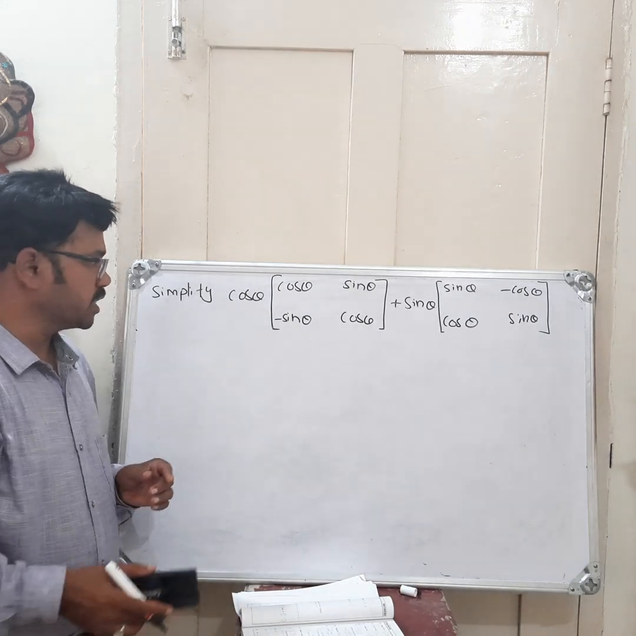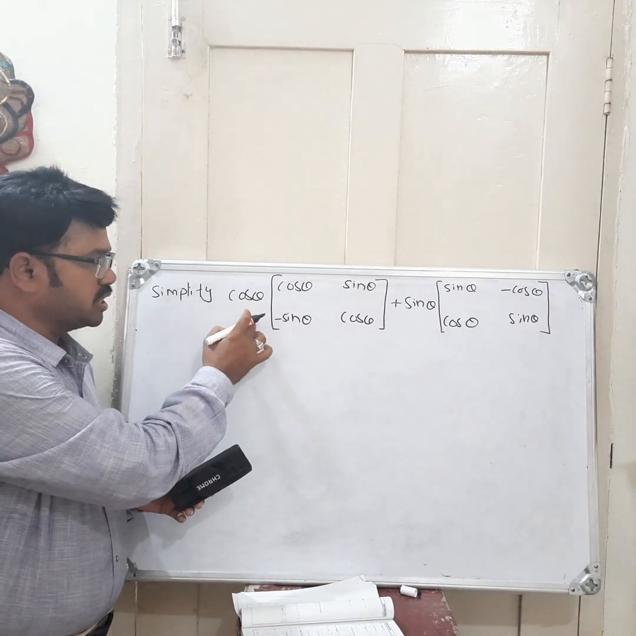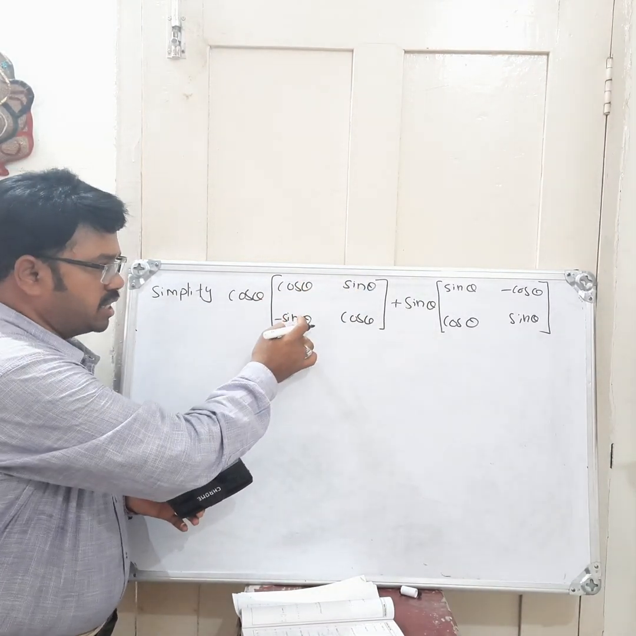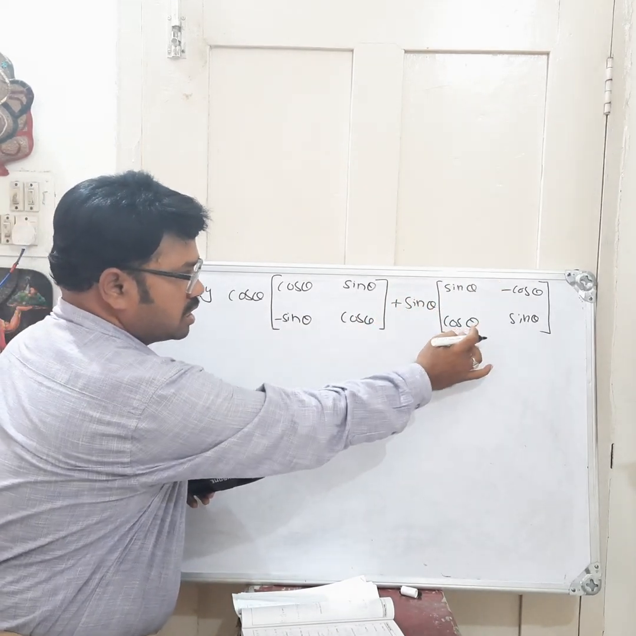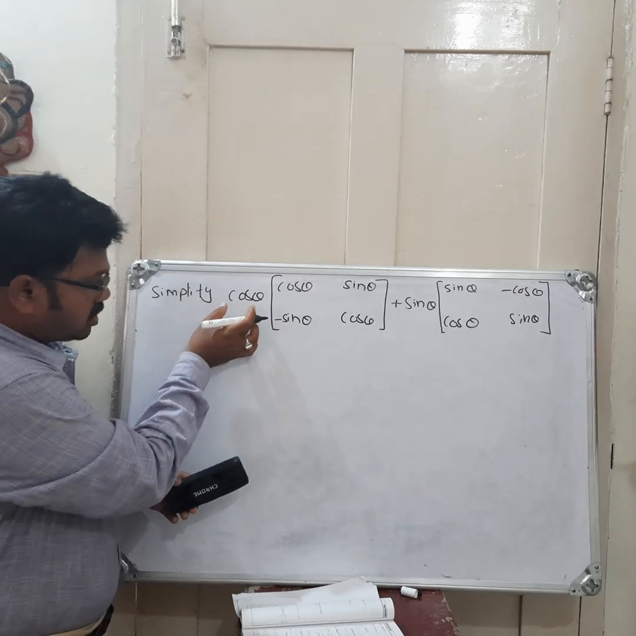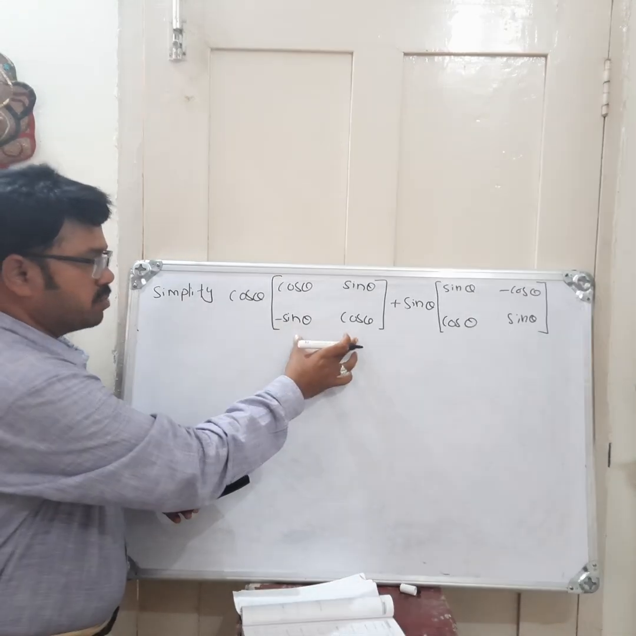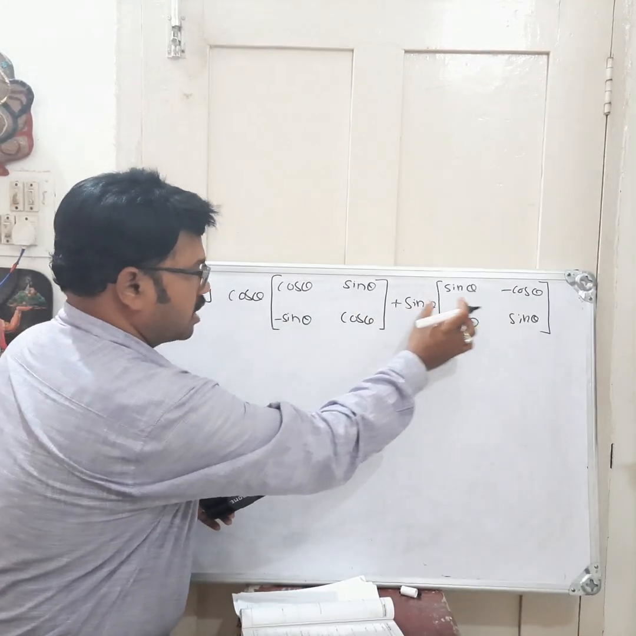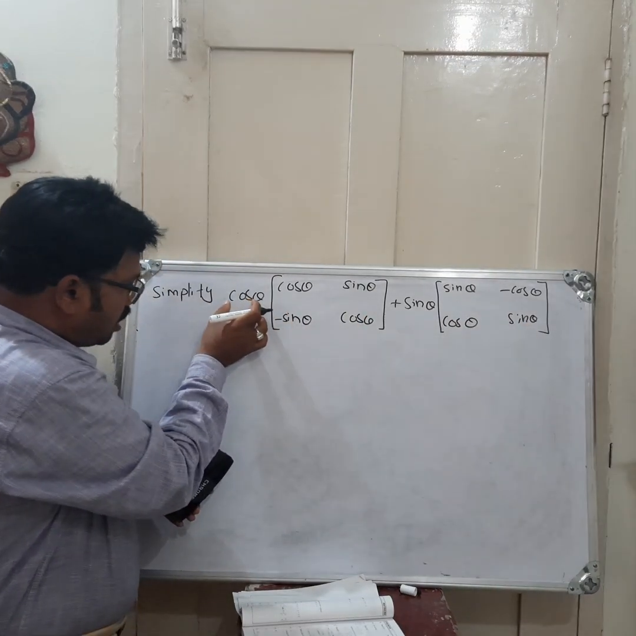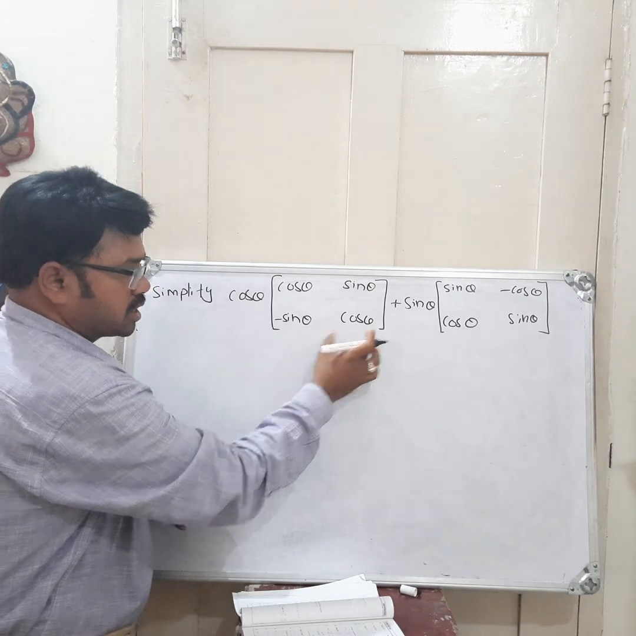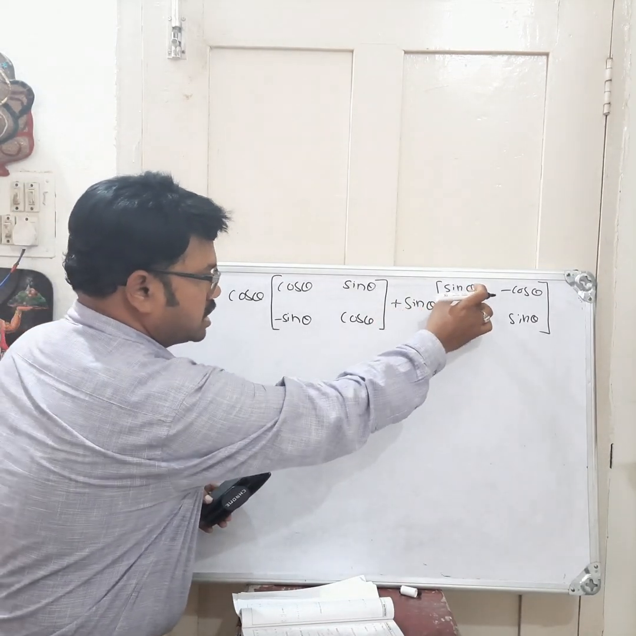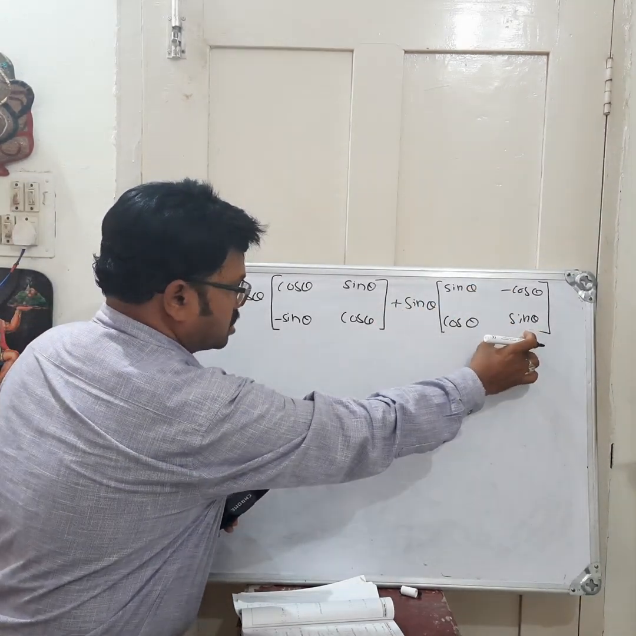See students, the next numerical: simplify cos theta into the matrix cos theta, sin theta, minus sin theta, cos theta, plus sin theta into the matrix sin theta, minus cos theta, cos theta, sin theta. Here cos theta is the scalar multiplication of this matrix, and here also sin theta is the scalar multiplication of this matrix. That means cos theta multiplies each and every element in this 2 by 2 matrix. Here also sin theta multiplies each and every element in this matrix.